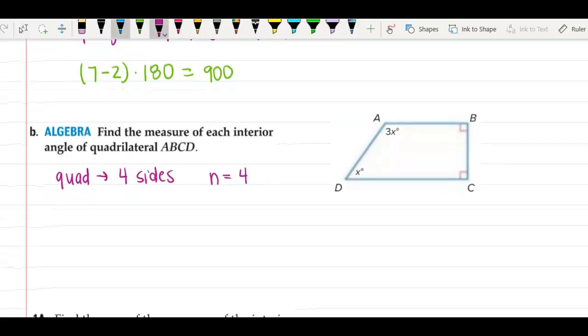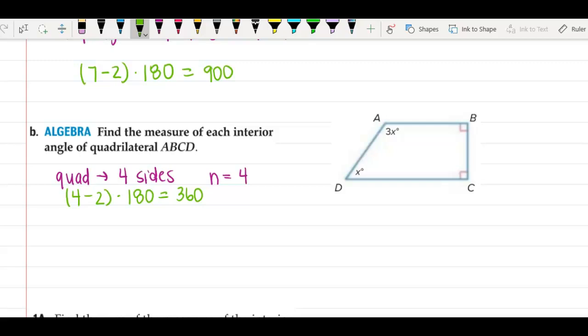So we could do 4 minus 2 times 180, right? Number of sides minus 2 times 180. Well, 4 minus 2 is 2. 2 times 180, so double it, would be 360.